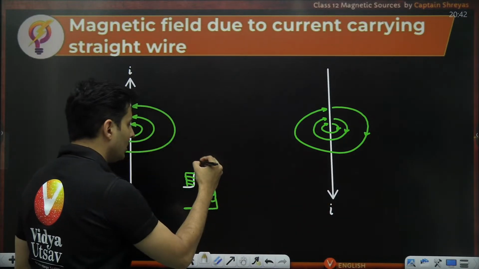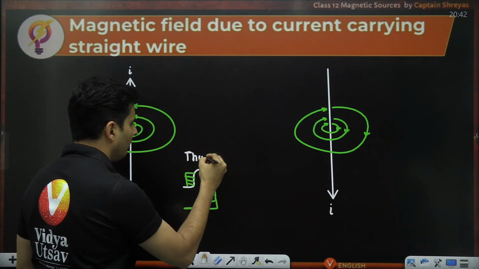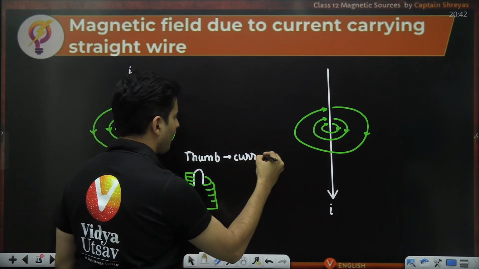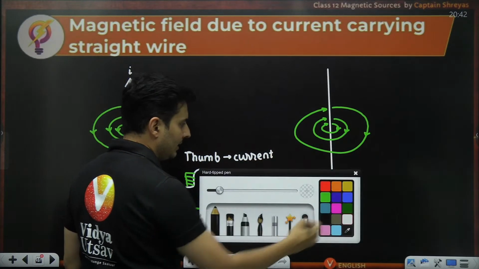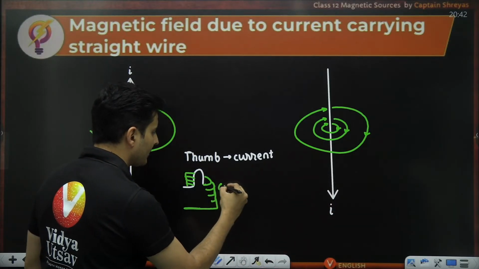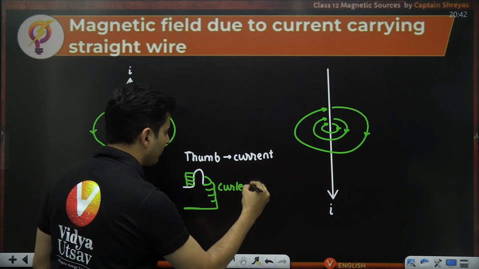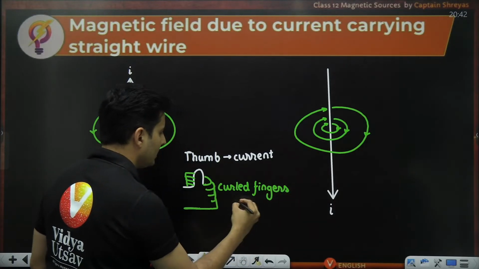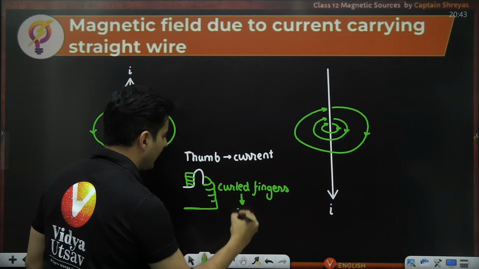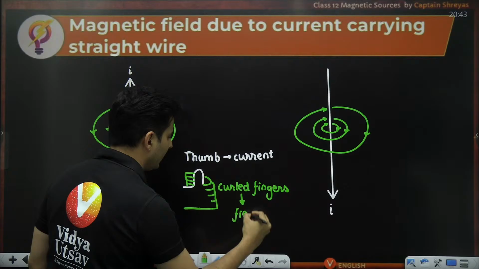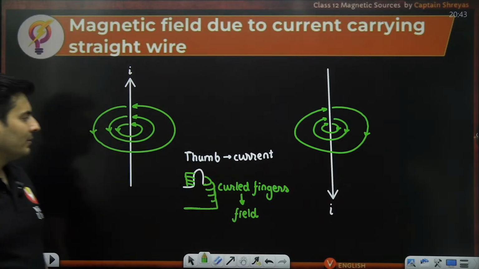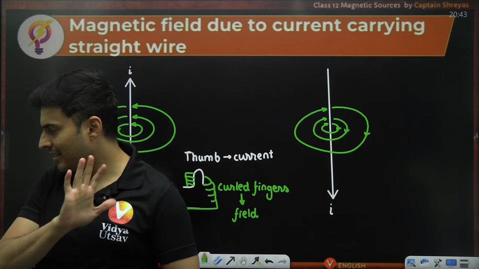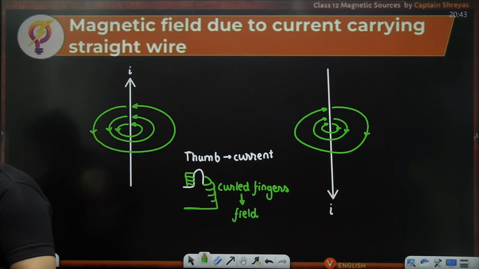So the thumb of your right hand should point in the direction of the current, and then the curled fingers will give you the direction of the magnetic field. Is this diagram clear? Nice hand I have drawn. Very good.